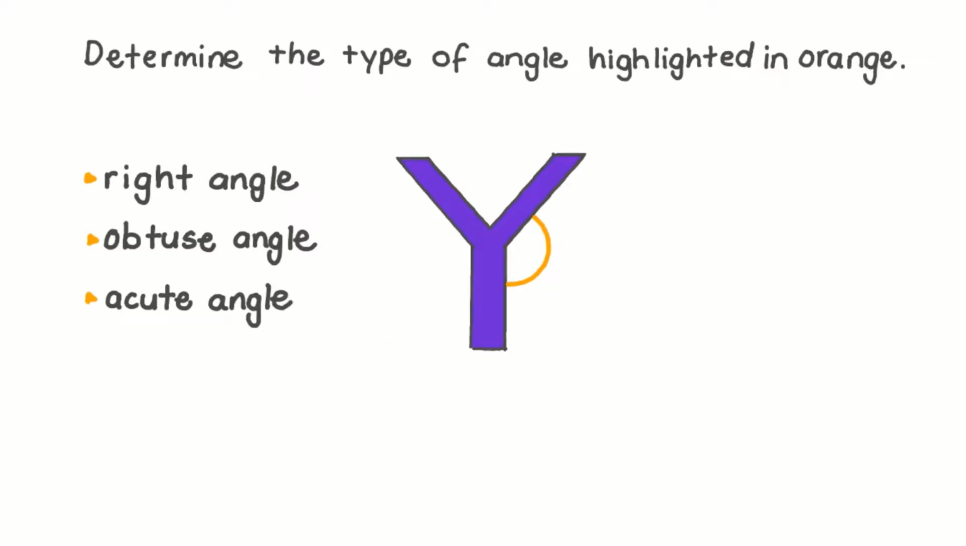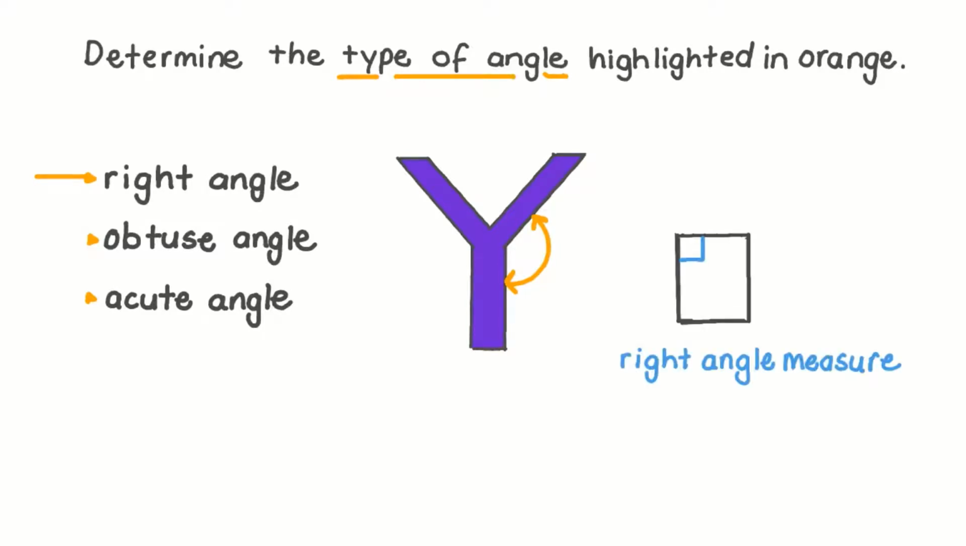Determine the type of angle highlighted in orange. Is it a right angle, an obtuse angle, or an acute angle? In this question, we have to identify the type of angle which is highlighted in orange. Is this angle a right angle? We could use a right angle measure to check. We simply need to place the corner of our right angle measure into the corner or vertex of the angle. Now we can see the orange angle measures more than a right angle.